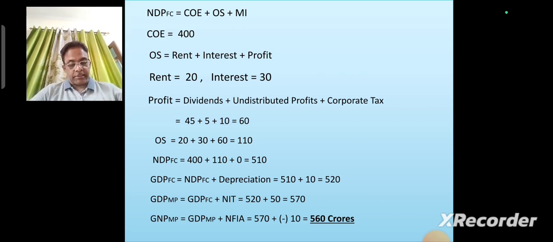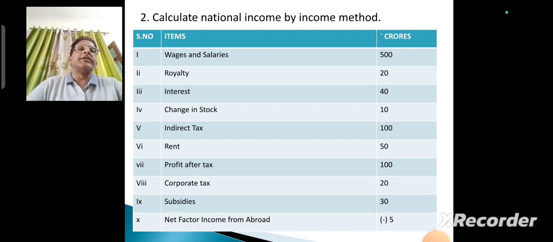You can see this slide carefully. GNPMP will have a total of 6 elements in it. If it is NNPFC, there will be 4 elements. Here it is about national income, and national income basically means NNPFC. You can see here wages and salaries 500. So COE has not been given. If COE is not there, then you should see wages and salaries and employers' contribution to social security schemes. In this question, only wages and salaries have been given, so in COE you have to take employer contribution as 0.